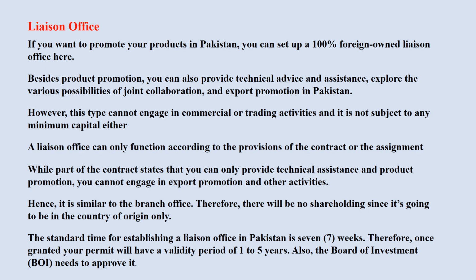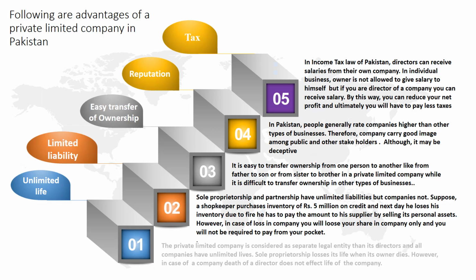A liaison office can only function according to the provisions of the contract or the assignment. While part of the contract states that you can only provide technical assistance and product promotion, you cannot engage in export promotion and other activities. Hence, it is similar to the branch office. Therefore, there will be no shareholding since it's going to be in the country of origin only. The standard time for establishing a liaison office in Pakistan is 7 weeks. Therefore, once granted, your permit will have a validity period of 1 to 5 years. Also, the Board of Investment, BOI, needs to approve it.